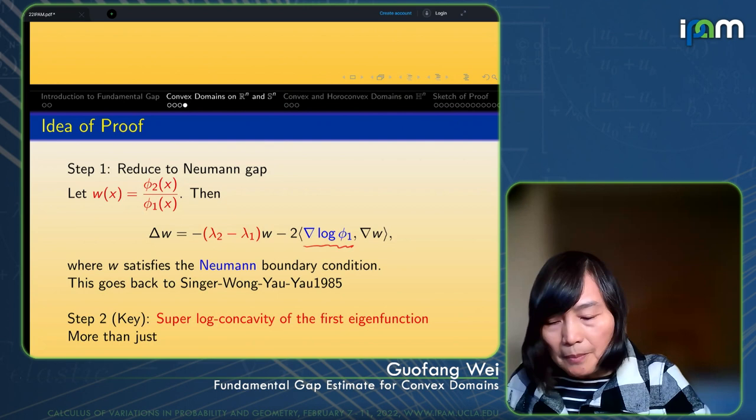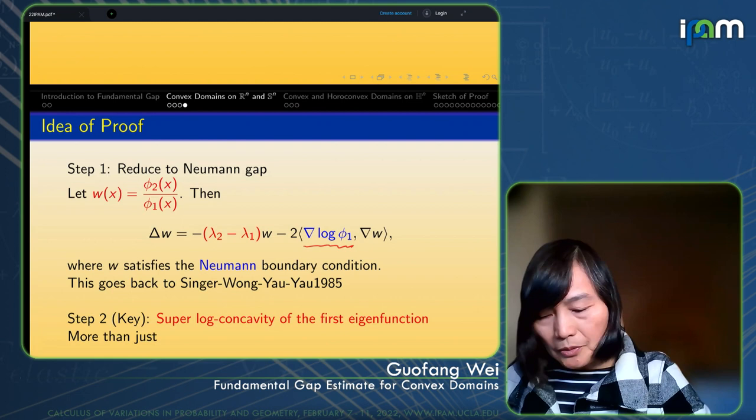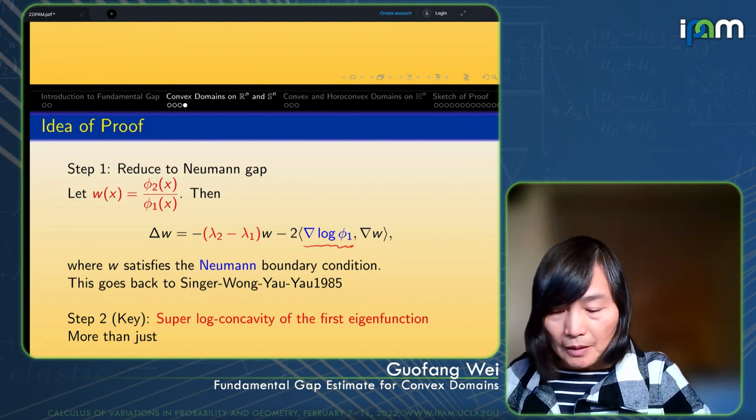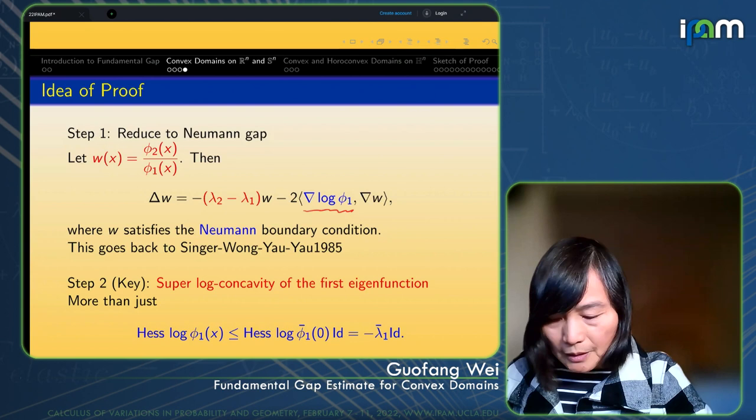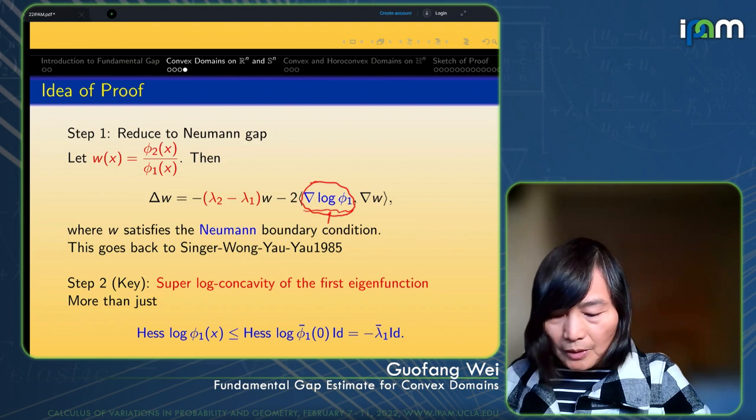So we can see the log of the first function comes in, log concavity. So this is like a weighted Laplacian. If we are able to estimate this, you get a hold on the gap. Okay. So the key step is to prove the so-called log super log concavity of the first eigenfunction. As we see in the equation, the log of the first function comes in. I will not state exactly what log super log concave means for the first eigenfunction.